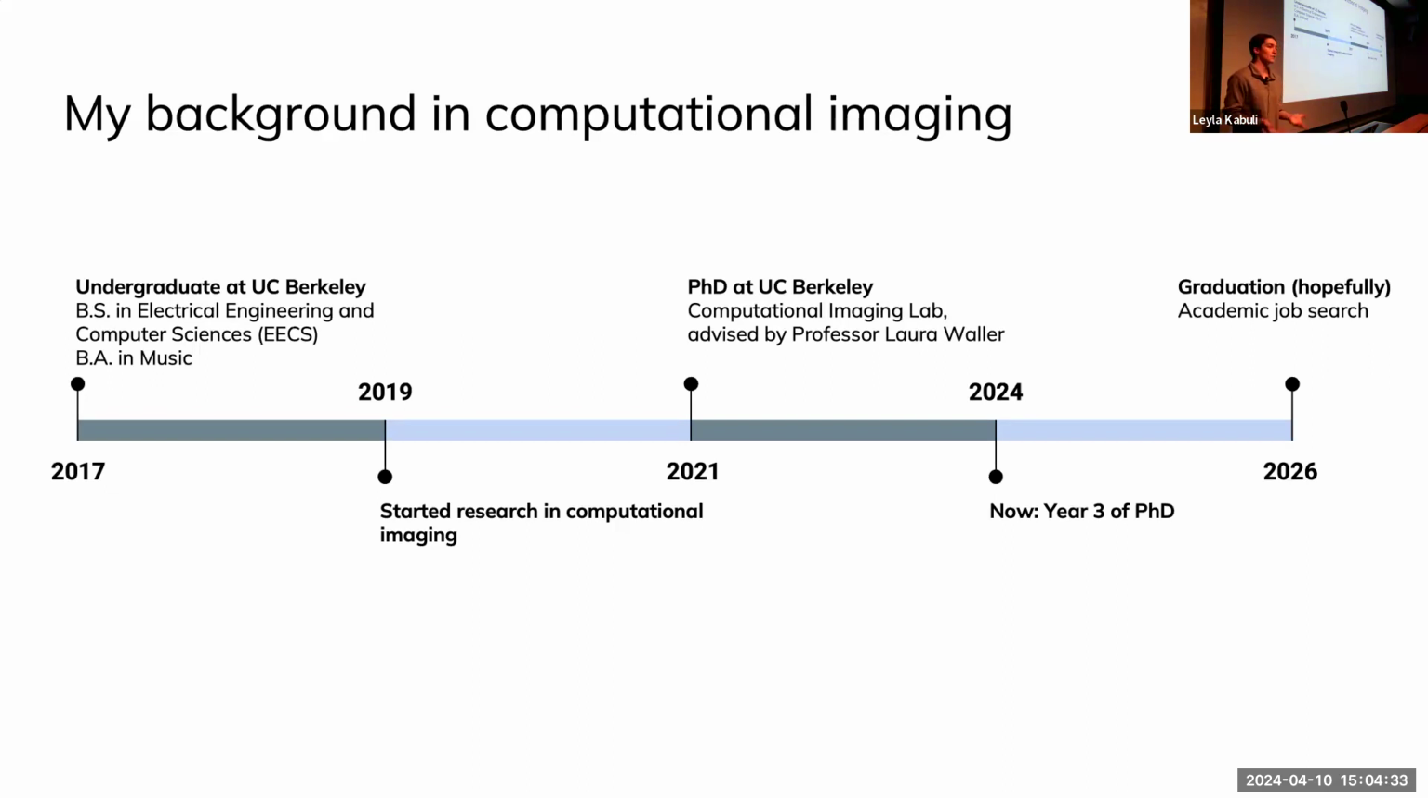So I've been at Berkeley literally forever. I did my undergrad here in Berkeley, starting in 2017. And to make things even worse, I was born in Berkeley. So at some point, I really should leave Berkeley. For undergrad, as was said, I did double degrees in electrical engineering and computer science and in music. I thought this was a really great balance between technical work and creative work.